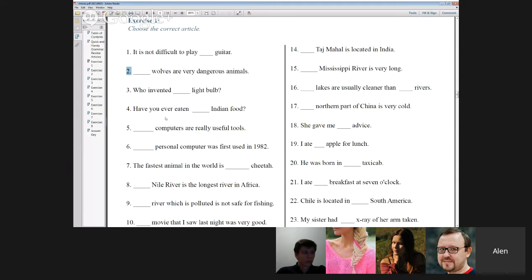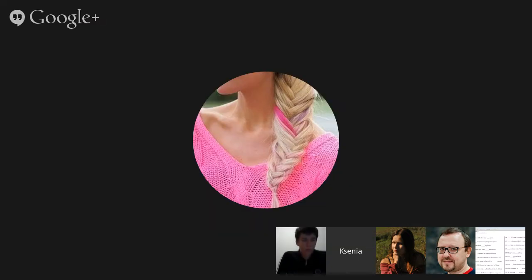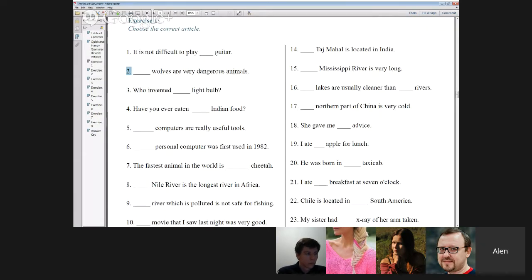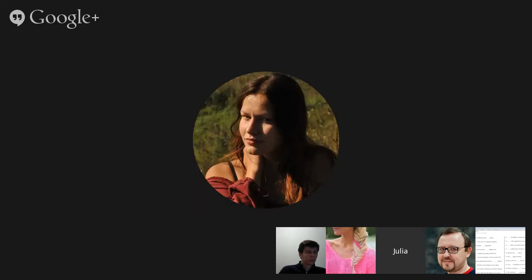Xenia? The wolves are very dangerous animals. Does anyone disagree? I disagree. Why? Because there are many wolves, and I think there is no need to use an article.